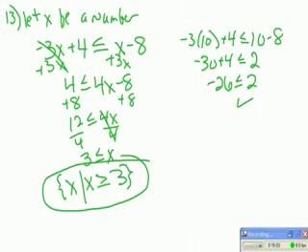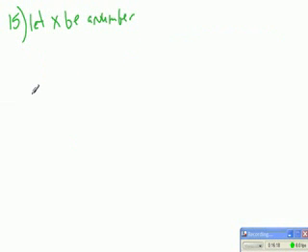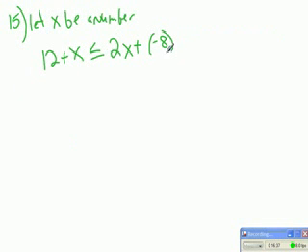And the last one on this page, number 15. Again, to define a variable, I'm going to use the same thing. So let x be a number. Write the inequality. So it says the sum of 12 and a number, sum means adding, so 12 plus a number, which is x, is no greater than, so less than or equal to, the sum of twice the number, so twice the number plus negative 8.